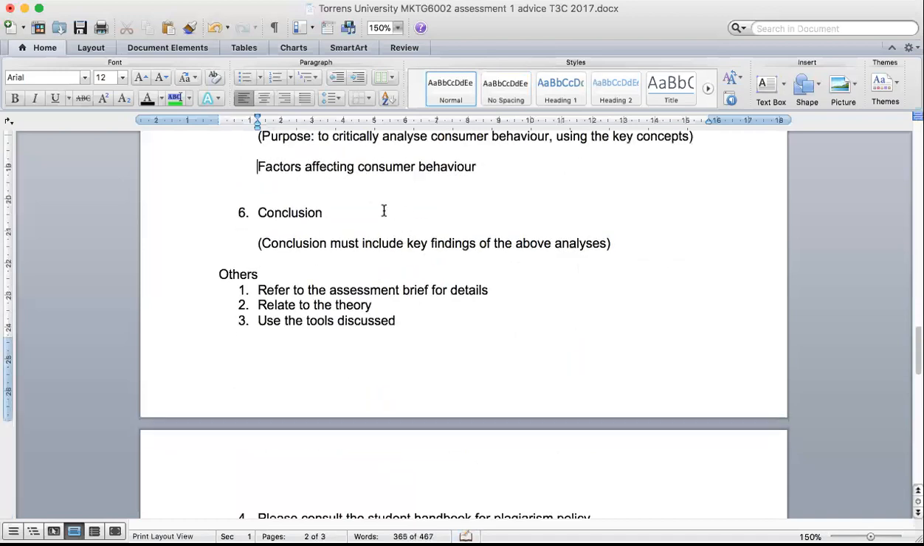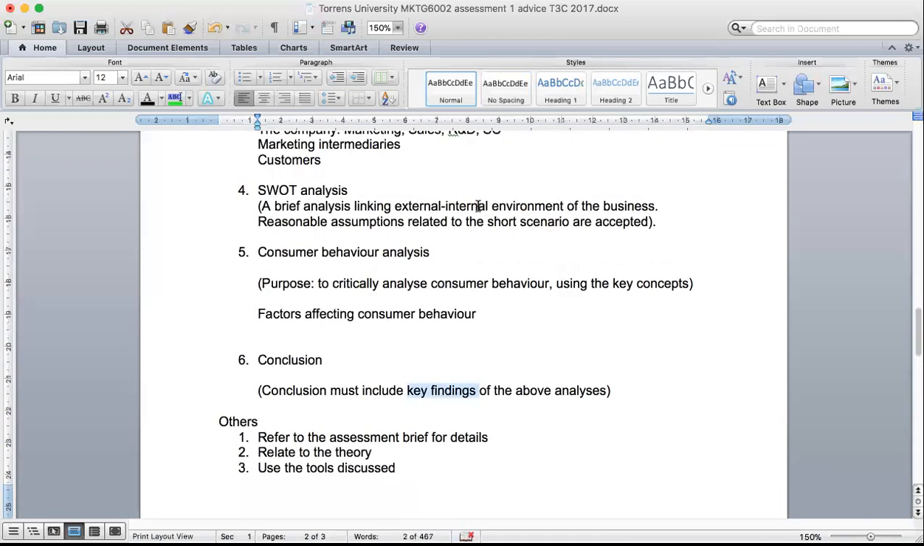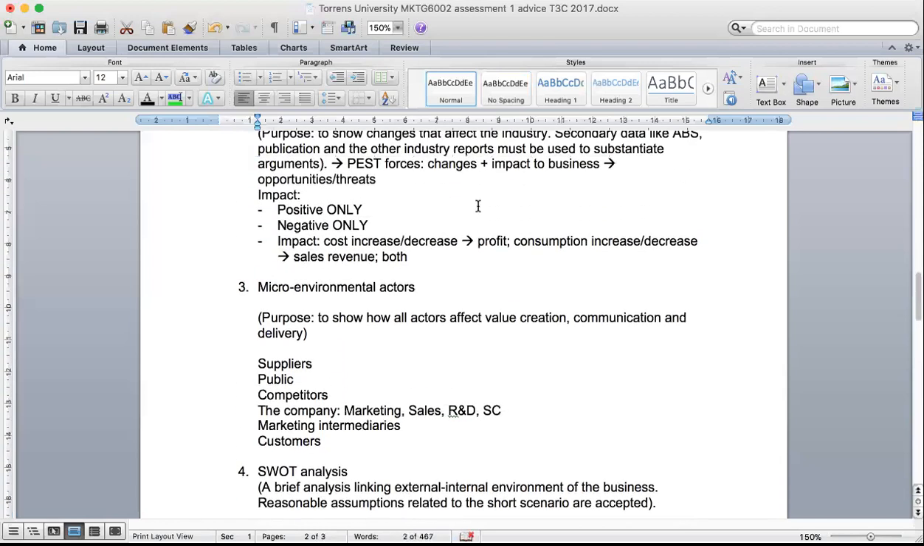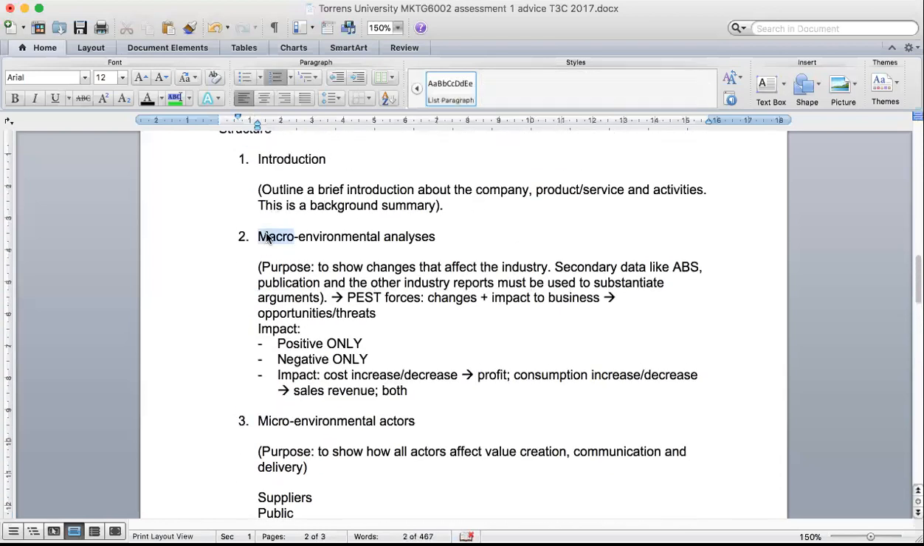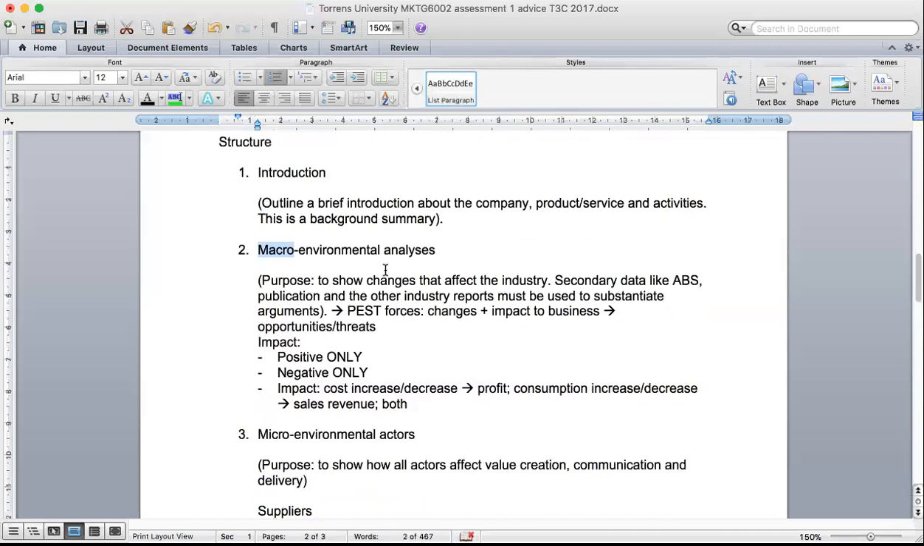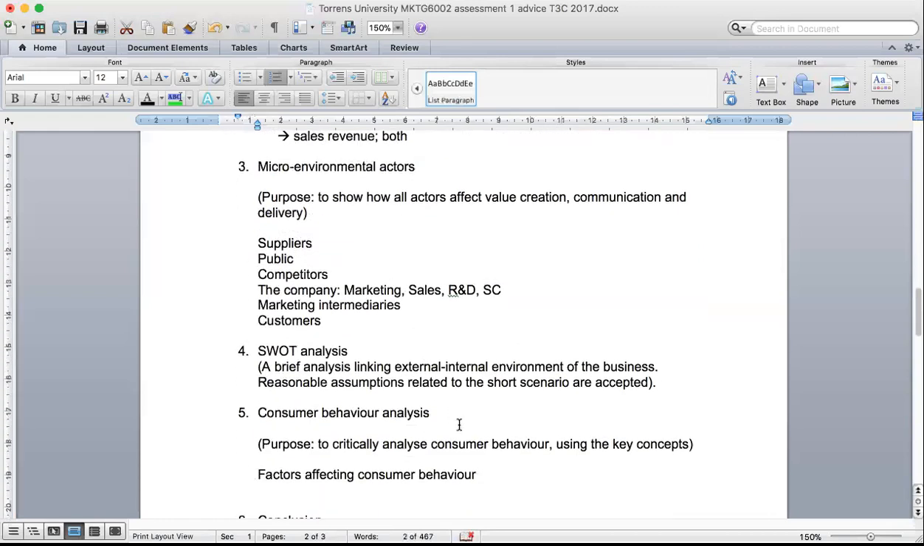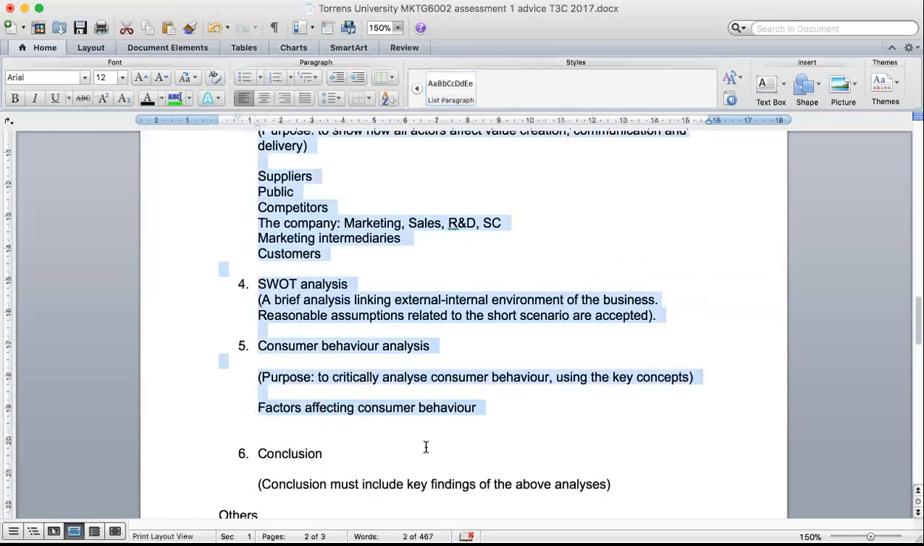And lastly, conclusion. I guess it is pretty straightforward. The conclusion must include the key findings of the above analysis. Now, look, a lot of people when it comes to conclusion, they forget to relate them back to the key findings. The key findings in here include everything that you have analyzed, starting from macro environmental analysis down to your consumer behavior analysis.